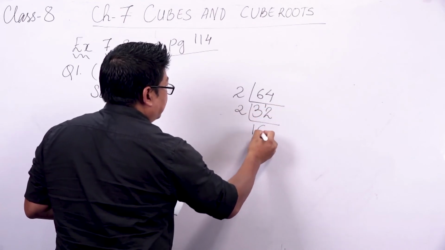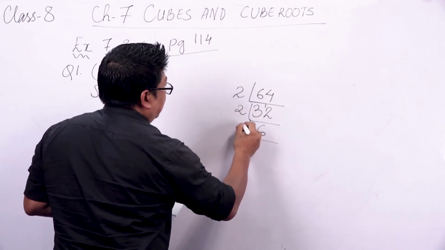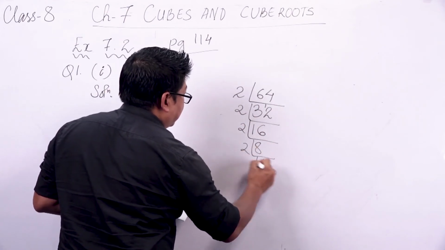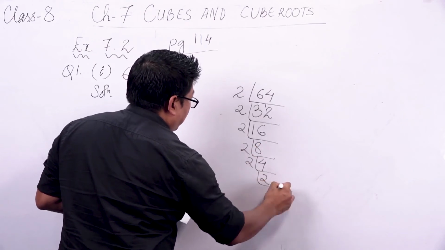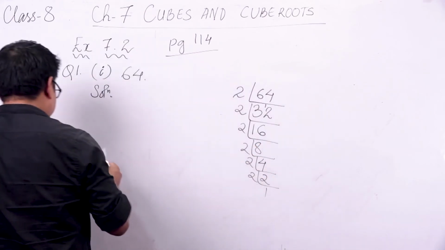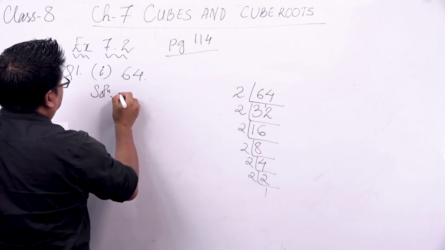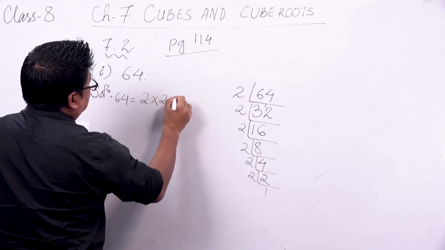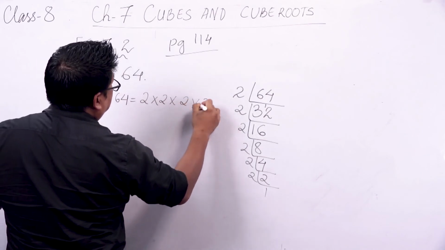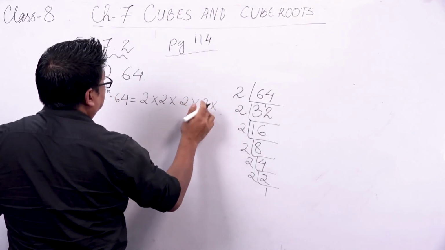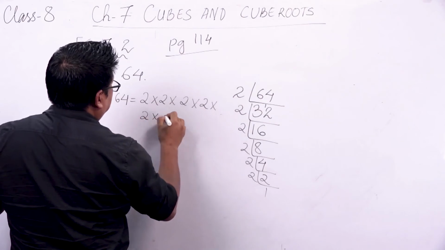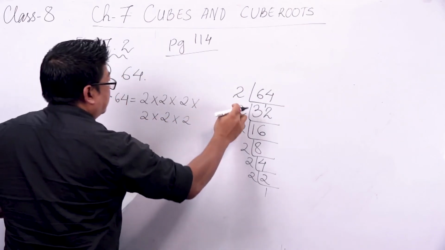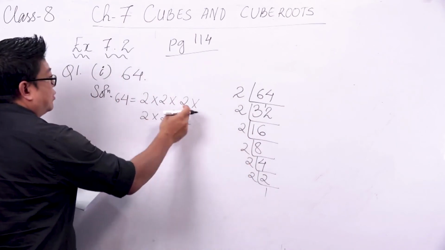It becomes 12. 2 into 6 is 12. 2 into 8 is 16. 2 into 4 is 8. 2 into 2 is 4. 2 into 1 is 2. So we are getting, for 64, 2 into 2 into 2 into 2 into 2 into 2. 1, 2, 3, 4, 5, 6.